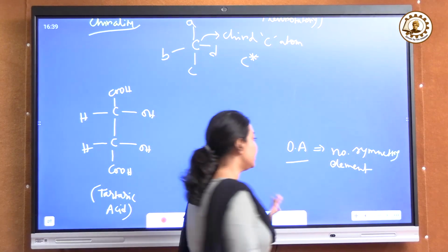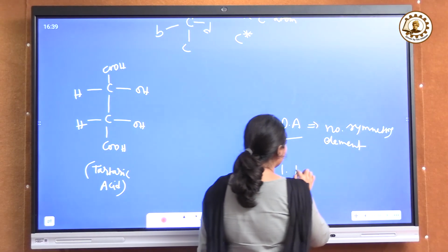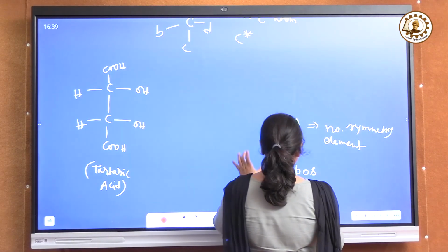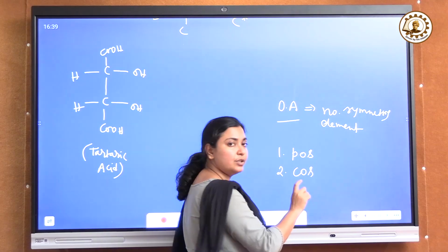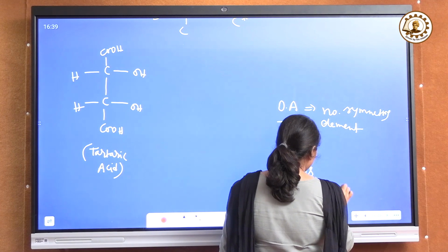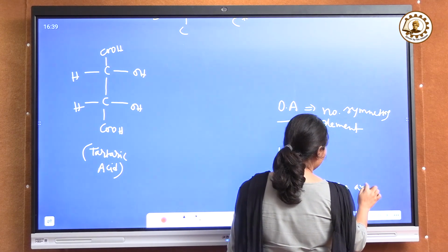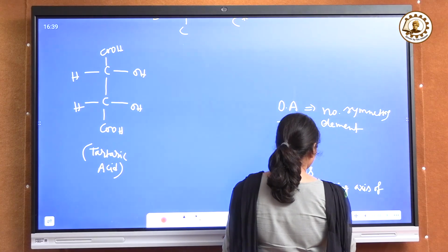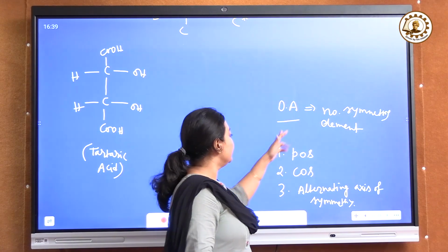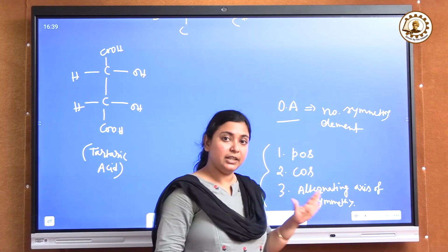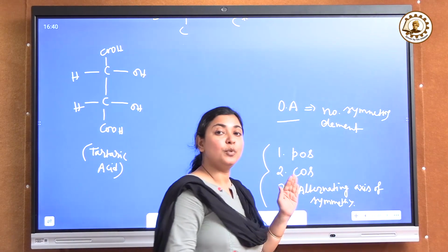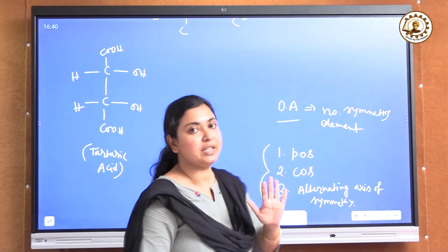What are the symmetry elements? Basically, there are three types of symmetry elements. One is POS, that is plane of symmetry. Second is COS, that is center of symmetry. And the last one is the alternating axis of symmetry. So in any molecule, if any of these symmetry elements is present, then we can say that the molecule is optically inactive. For a molecule to be optically active, there should be no symmetry element present.